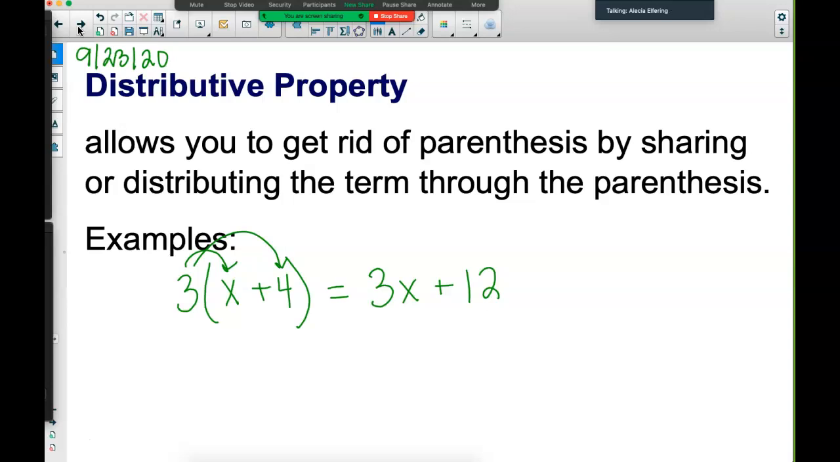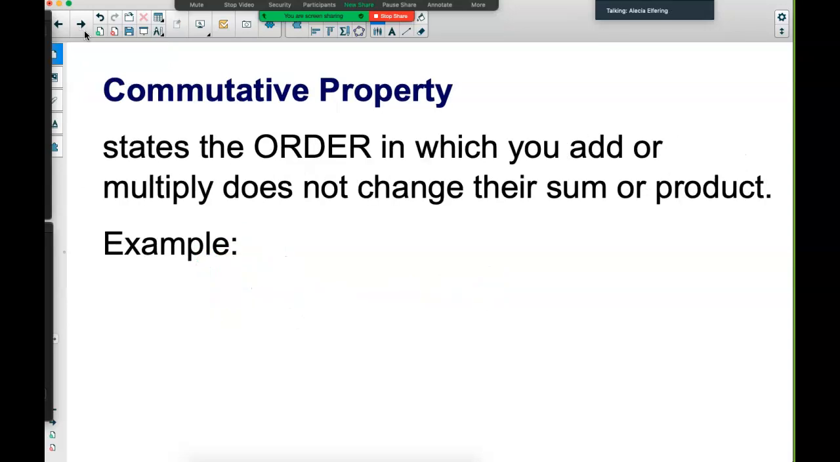Now remember, I'm going to post these notes on Canvas too, so if you miss something, you can check. But it's good for you to write it, it helps you remember it. Okay, the next one. Write this one down. The commutative property. The commutative property states the order in which you add or multiply does not change their sum or product.